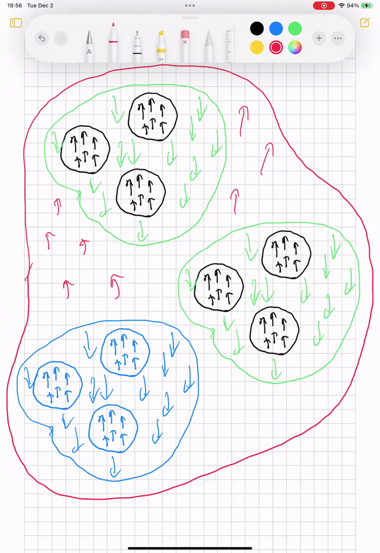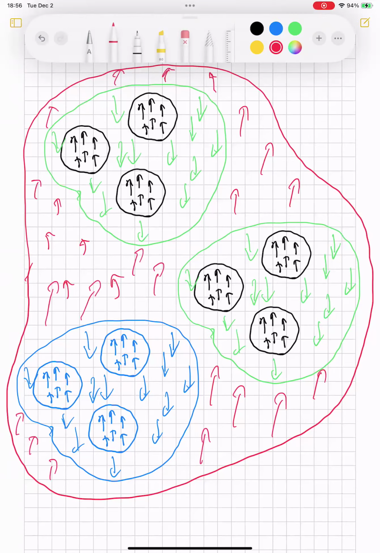But now there are many of these red droplets. So I've run out of page on my iPad, so I can't draw another red droplet, but there would be many of these red droplets, and they would be sitting inside an even bigger droplet, maybe a purple droplet or something, where outside of these red droplets, all of the spins inside the purple droplet are pointing down. And so it would continue on and on like this. So what has happened?